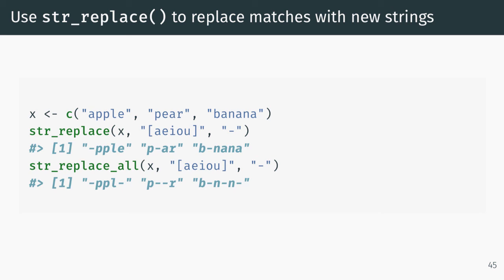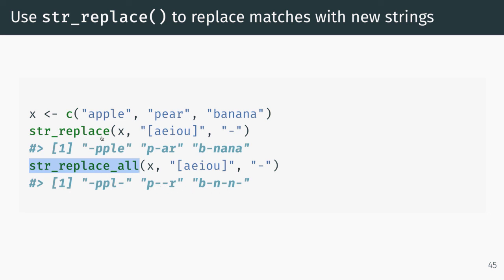Okay, then we can use str_replace to replace matches with new strings. So in the very simple case here, we're replacing any occurrence of a vowel with a dash. And notice that it just replaces the first occurrence. This is very typical of regular expression processing, that you use a separate function. So this str_replace_all is a separate function that would replace all of the occurrences.